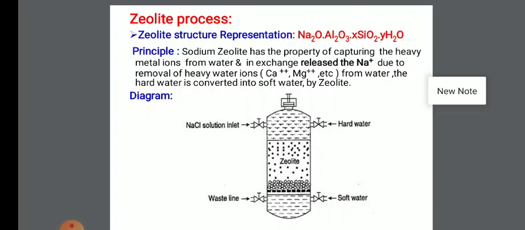This tank also contains two outlets at the bottom, one for the softened water, and another for the washings outlet. And how it works: the hard water is added in this tank over the zeolite bed for a specific time rate, and we get the purified water.